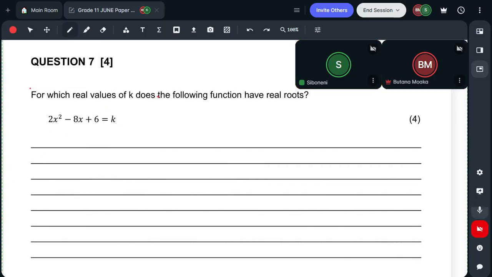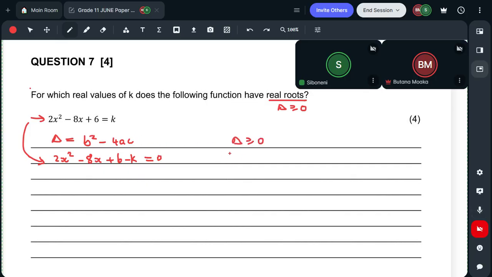Yes. For which values of k does the following function have real roots? You see, this question is coming back. We said for real roots, the discriminant must be greater or equal to 0, right? Yes. So the discriminant is b squared minus 4ac. But this equation is not in standard form. We need to first put the equation in standard form, which is 2x squared minus 8x plus 6 minus k equals 0. Right. So the discriminant must be greater or equal to 0.